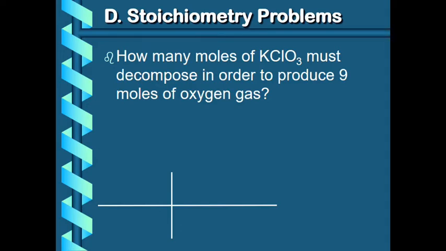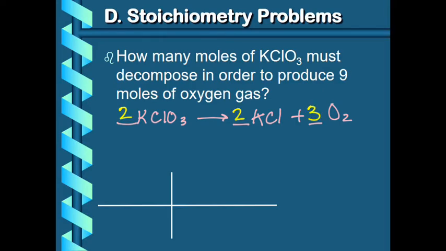How many moles of potassium chlorate must decompose in order to produce 9 moles of oxygen gas? So the first thing we start off with is a balanced equation. This one might be a little harder for you, but let's say I did give you the equation KClO3 breaks down into potassium chloride and oxygen gas, and I asked you to go back and balance it. At this point, you should be able to balance an equation like nobody's business. The coefficients would be 2, 2, and 3.